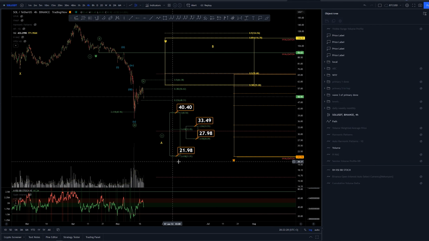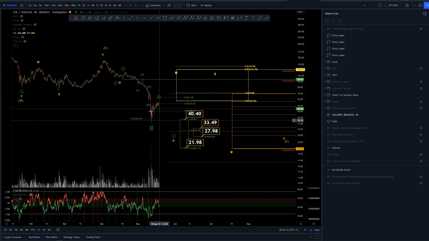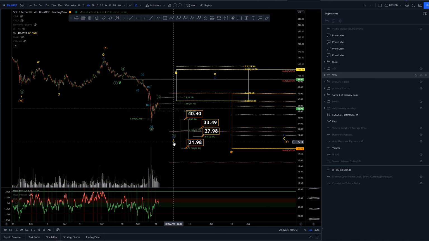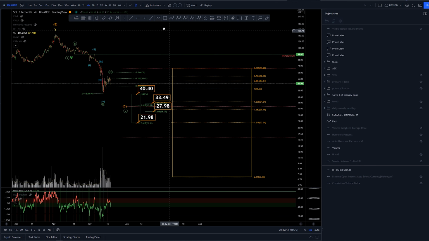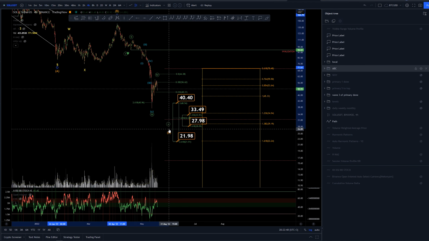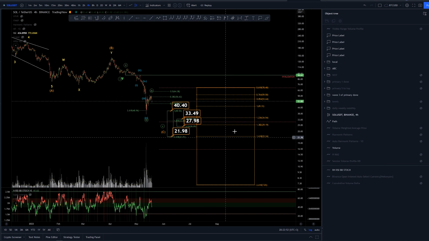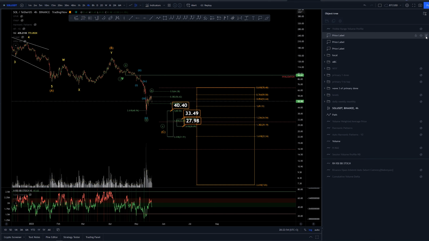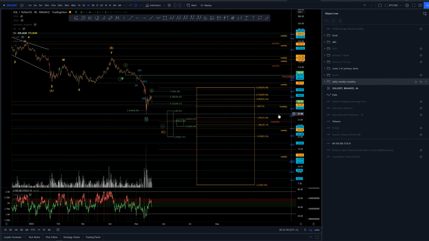Now again, as we are looking currently at the WXY count, this would only be the scenario or targets for wave A. At this point we would look for waves B and C, but for now this is fine. If again we have the wave C ending here for this ABC correction, this is where we are actually looking. So let's remove all these price targets for now and see if there's confluence with other stuff here.